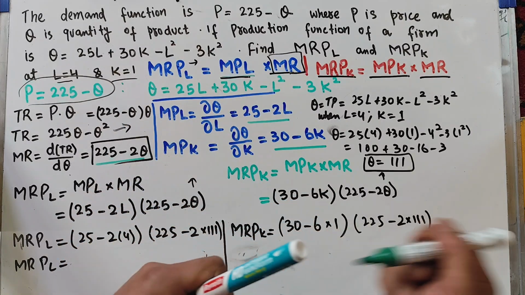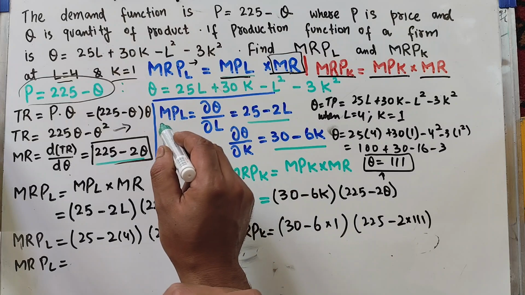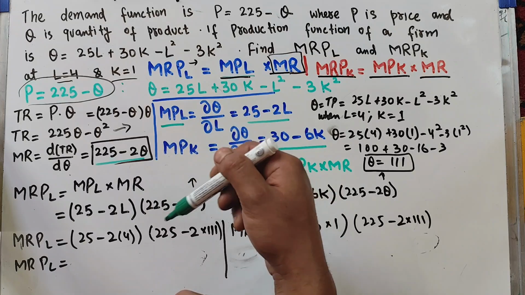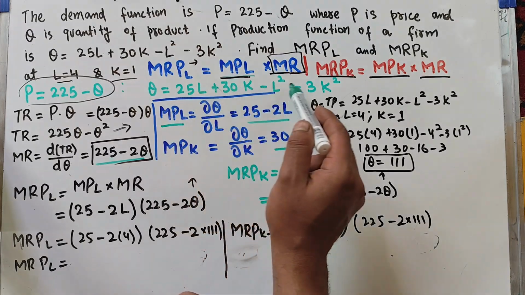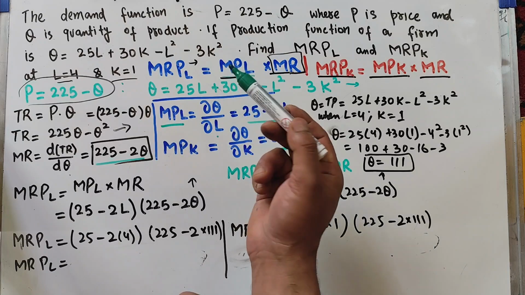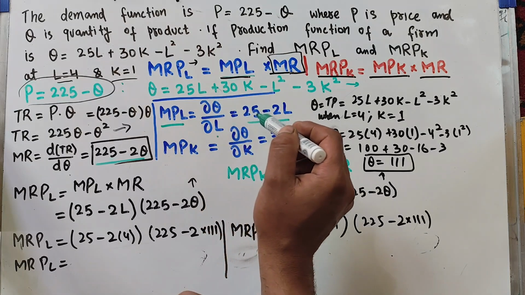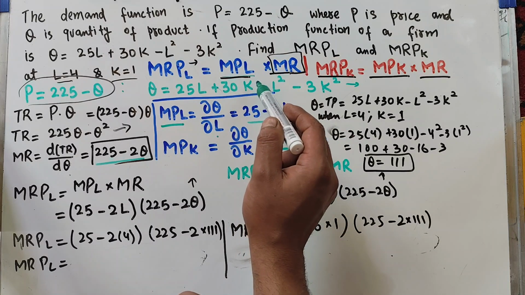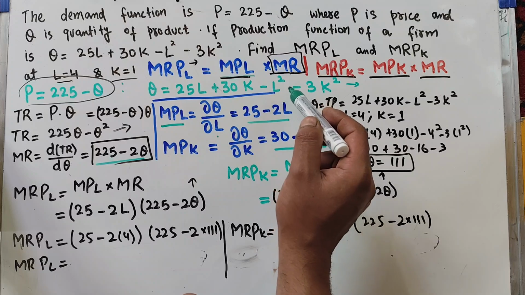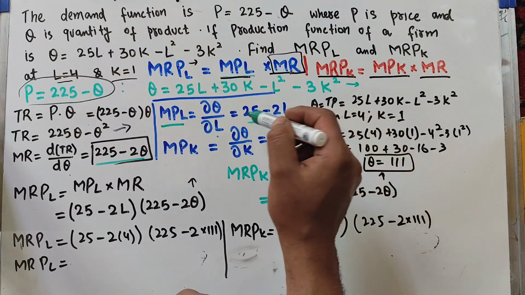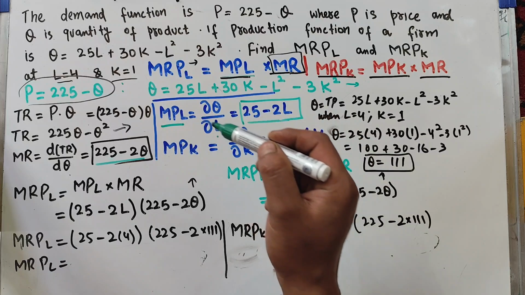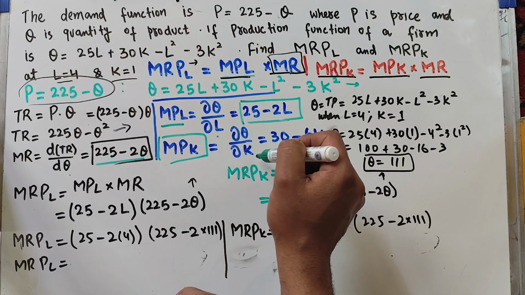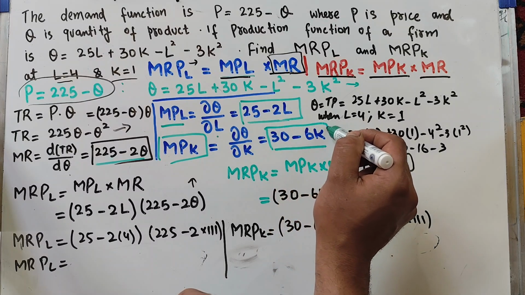Now we also need to find out the marginal product of labor. What is marginal product of labor? That is the change in the output due to the change in the units of labor employed. That is the partial derivative of the given production function with respect to L. Derivative of L in the first term is 1, so we are left with 25, and since we are taking partials, derivative of 30K will be equal to 0, and derivative of L square in the third term will be equal to 2L by power function rule. So this is our marginal product of labor. Similarly, marginal product of capital will be the partial derivative of the production function with respect to K, and it came out to be 30 minus 6K.